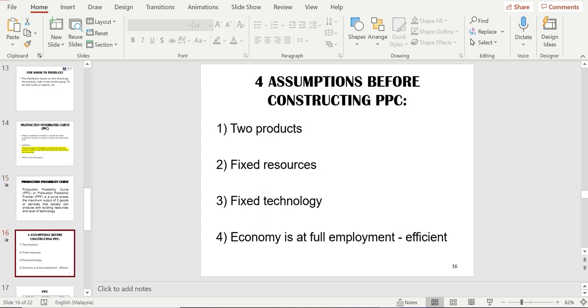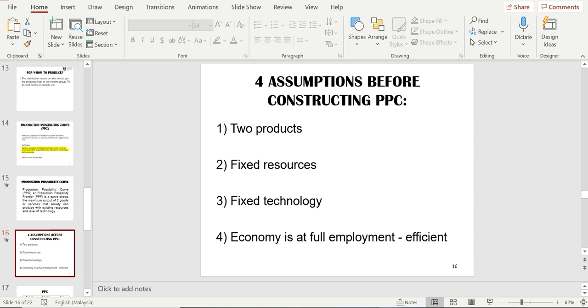Before we construct PPC, there are assumptions that we need to observe here. Okay, kenapa ada assumption? In economics, we always have assumptions because besides the theory, there are other factors outside the theory that can affect the economic variable.